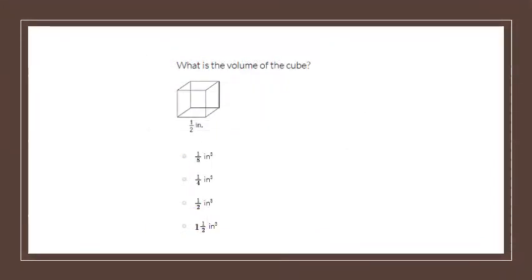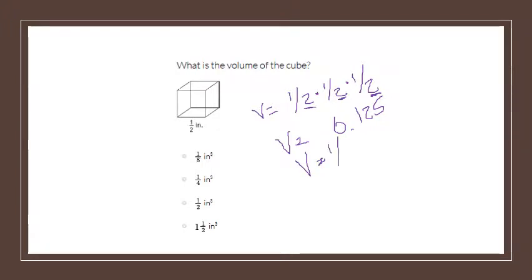Okay, what is the volume of this cube? Well, we know that that's 1/2 times 1/2 times 1/2. 1/2 times 1/2 times 1/2 is 0.125, or if we just multiply it across, 2 times 2 times 2 is 8. So that is also 1/8. And that is inches cubed.